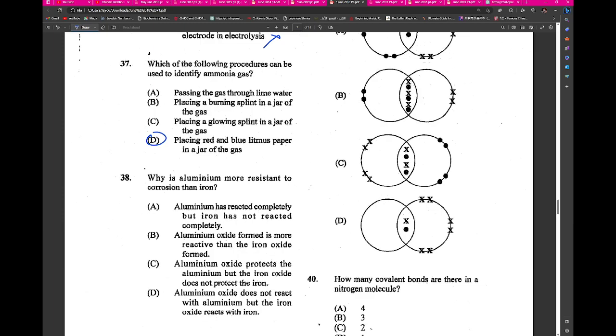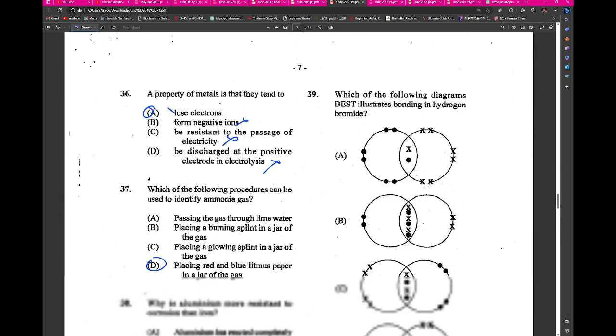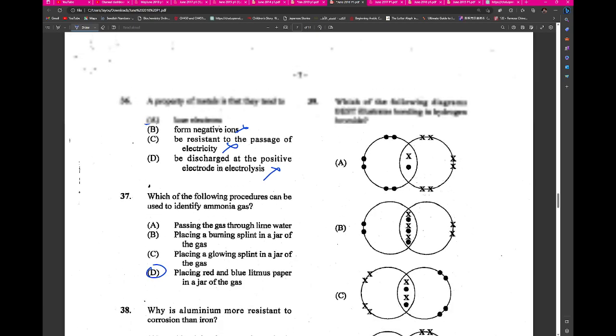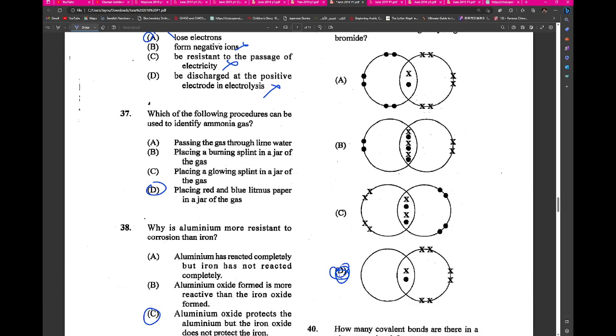Why is aluminium more resistant to corrosion than iron? Alright, this is because aluminum oxide would be produced. So it protects the aluminum, but iron oxide can't protect iron. Alright, so looking at which one best shows hydrogen and bromide. So we know that hydrogen will be this.